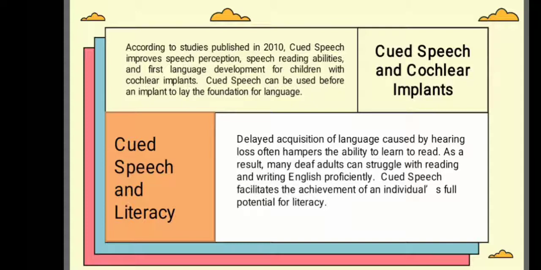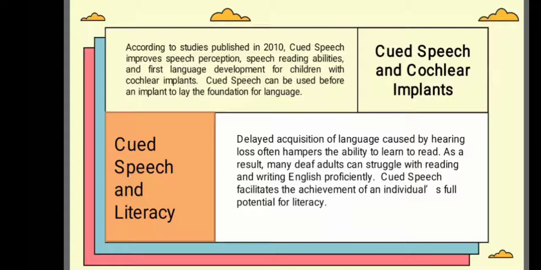backup system in noise or when the implant is not being used or malfunctioning. Cued speech and cochlear implants are perfect partners.